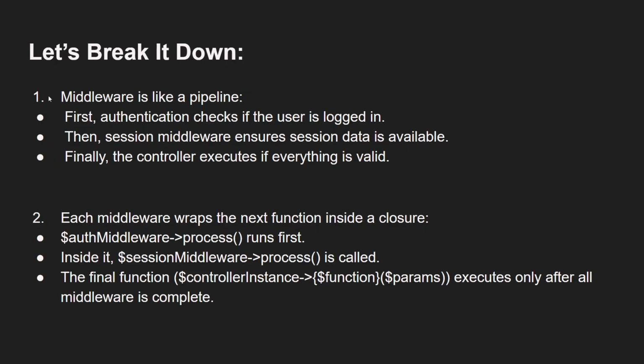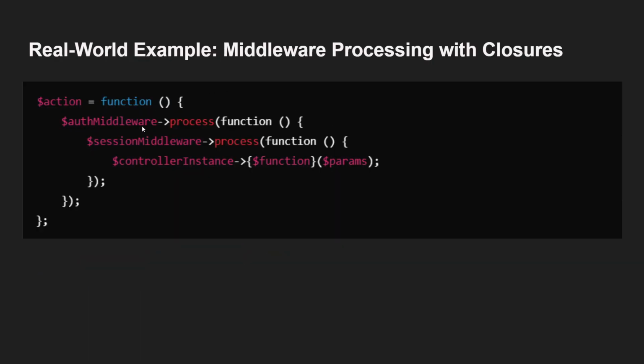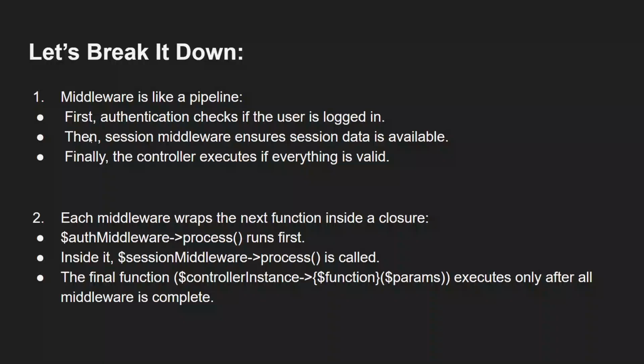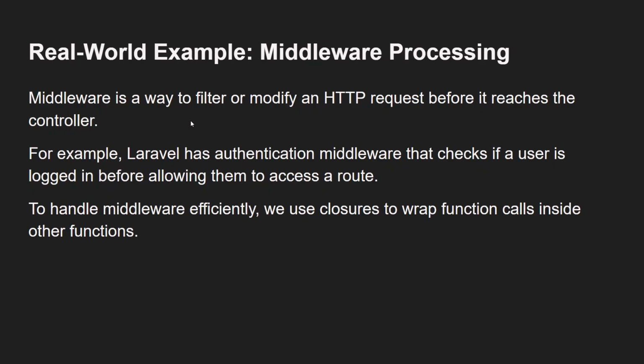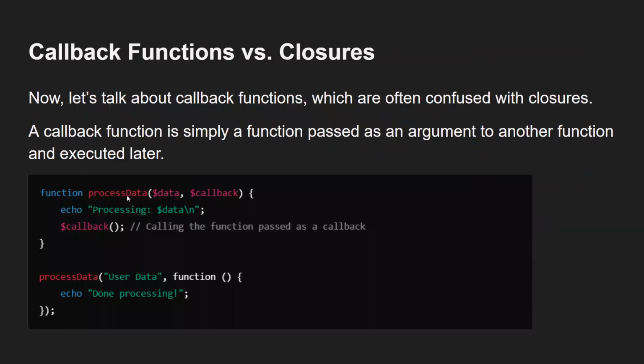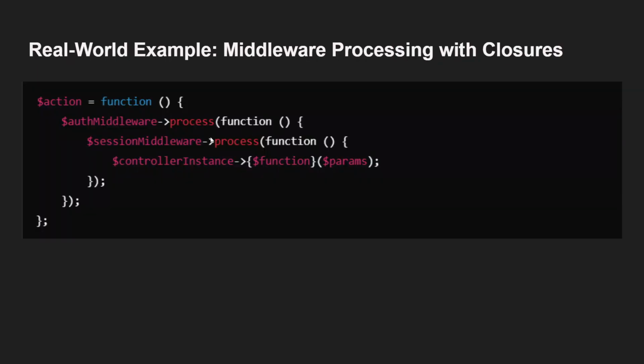So, in a nutshell, let's break this down. Middleware is like a pipeline. First, authentication checks if the user is logged in. Okay, so we check here. So the process does the logic. Then a session middleware ensures session data is available. So once the process is done and it's validated, it says next. So it uses sort of a callback, right? And I'll show you that in a sec.